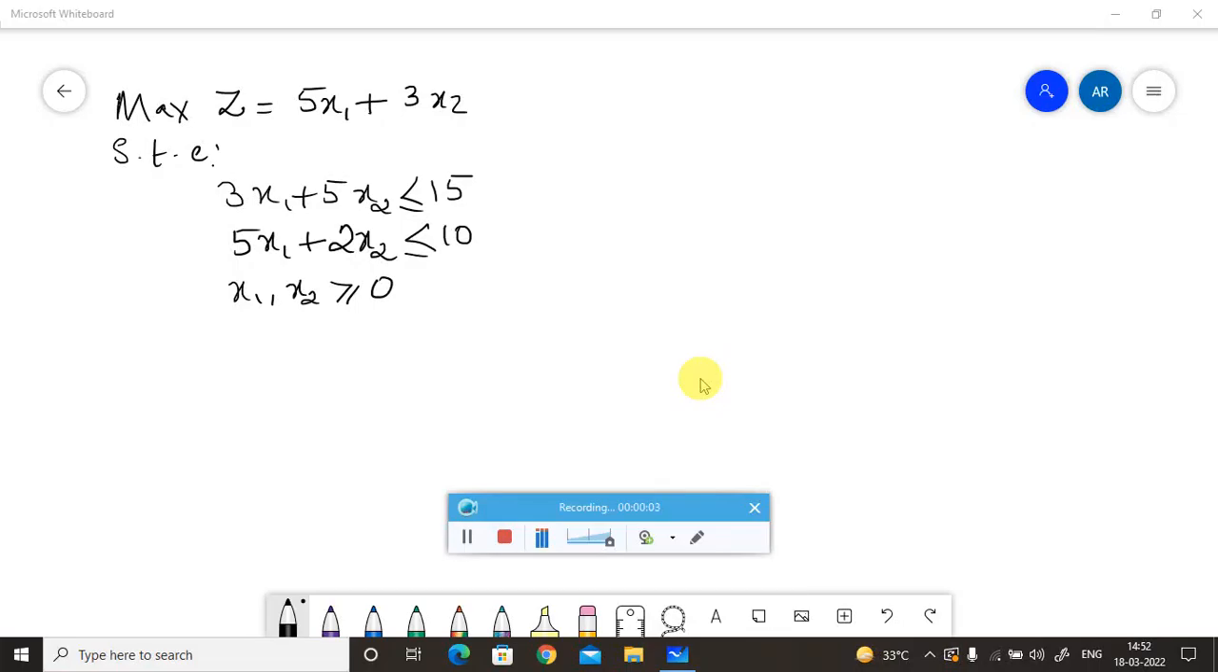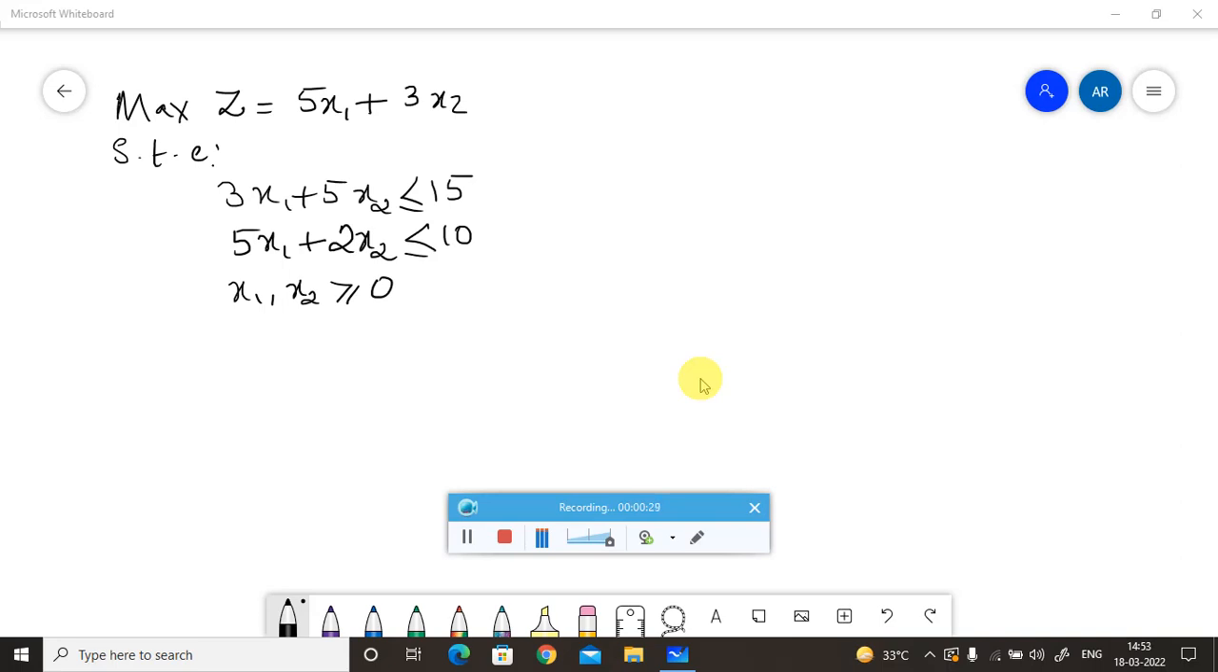In this session we are going to see how to solve a given LPP using the simplex method. So the objective function is 5x1 plus 3x2, which is subjected to constraints 3x1 plus 5x2 less than or equal to 15, and then 5x1 plus 2x2 less than or equal to 10, right? And all the non-basic variables x1 and x2 are greater than or equal to 0.